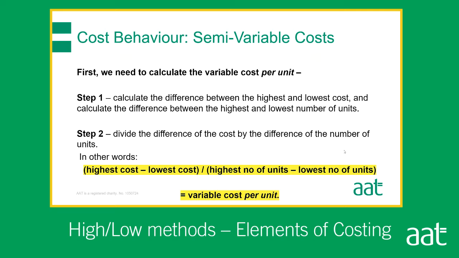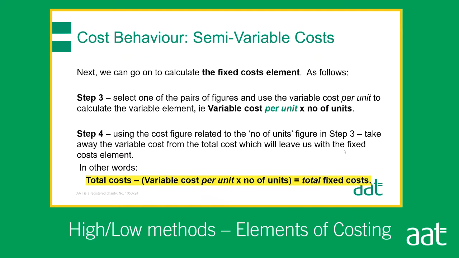I'll just pause and give you a minute to write that down. It will be up on later slides, but you might just want to make a note of it now. Okay, so that is calculating our variable cost per unit. That's the first part of the High-Low method calculation.